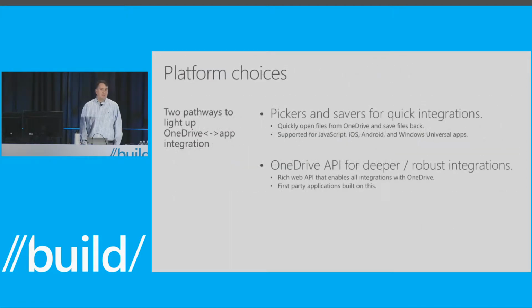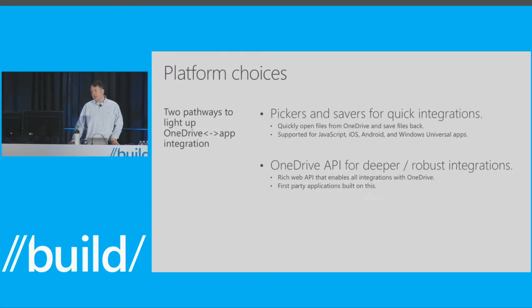When you look at the OneDrive and OneDrive for Business platform, there's sort of two pathways that you can go when you think about how to integrate. There's what we call pickers and savers, which are really for quick integrations. Think of this as the file picker or the common file dialog from Windows or Win32. It's a quick way to just drop in a few lines of code into your application and be able to open a file or save a file back to OneDrive without really thinking about what's going on, without getting deep into our API, I would say.